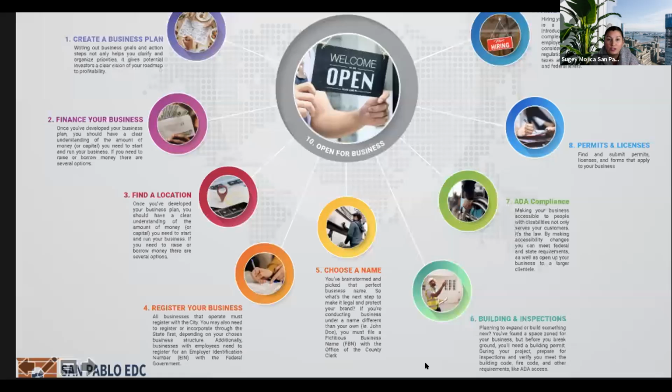And this right here is just a tool that we have created here at San Pablo EDC. If you want a PDF copy of it, it is available on our website, or you can contact me directly and I will be more than happy to send this over to you. It's really a roadmap on how to start your business or grow your business. We're here to connect you to business resources that can help you start or grow, whether you're a startup or an existing business. Our resources will give you just everything you need to succeed, or we connect you to our community partners.